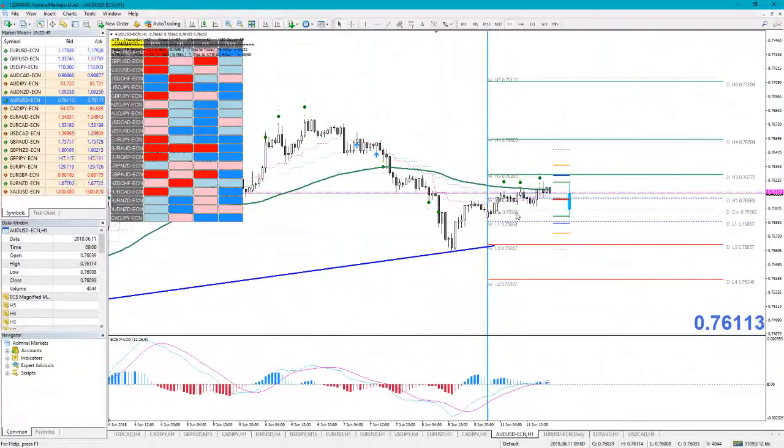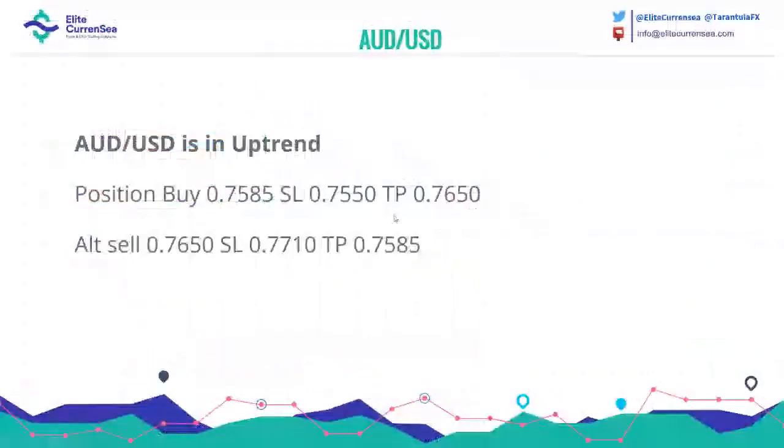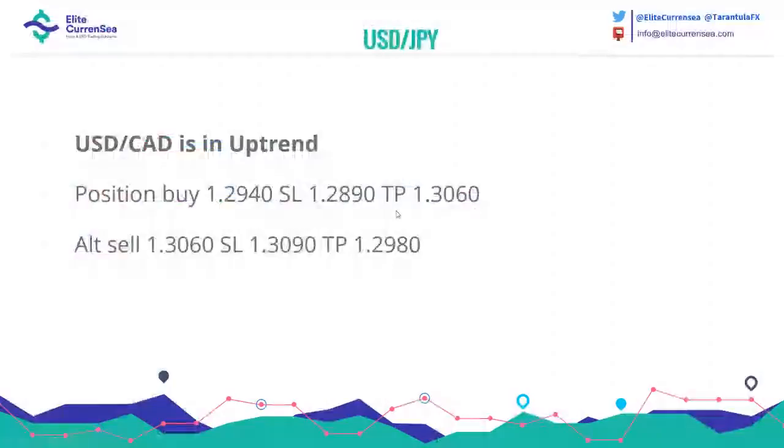So this is the Australian dollar. So selling spot and buying 75.85. Next one is the Australian dollar CAD. The Australian dollar CAD is in uptrend, 29.40 buy, stop 28.90, TP 30.60. Sell 30.60, stop 30.90, TP 29.80. So the Australian dollar CAD is in uptrend.